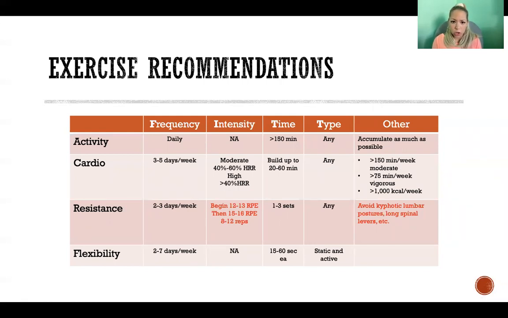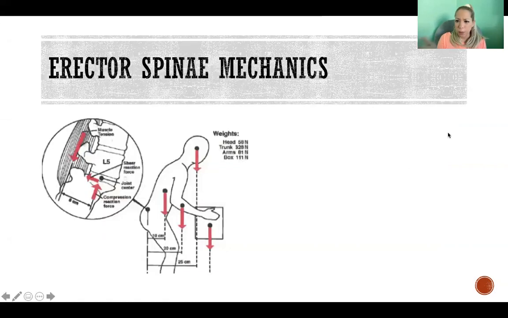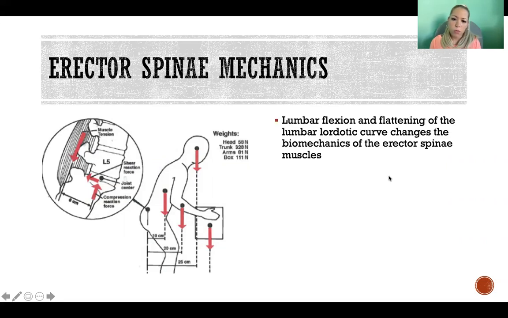So the normal curve of the lumbar spine is lordotic. That's that kind of backwards curvature. That's the normal, natural lordotic curve of the lumbar spine. So kyphotic curvature would be in the flexion direction, and we want to avoid that. So I'm going to explain a little more about that here. We'll go into some erector spinae mechanics.